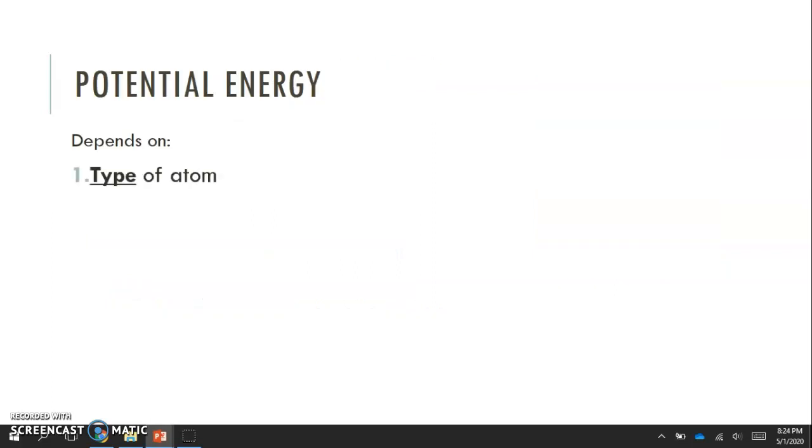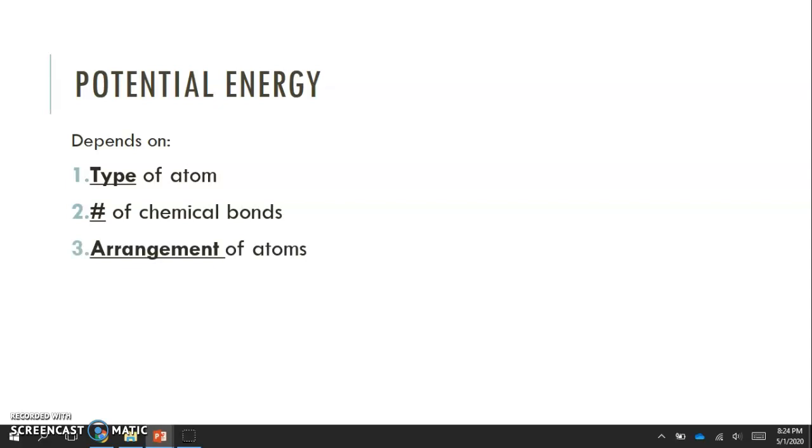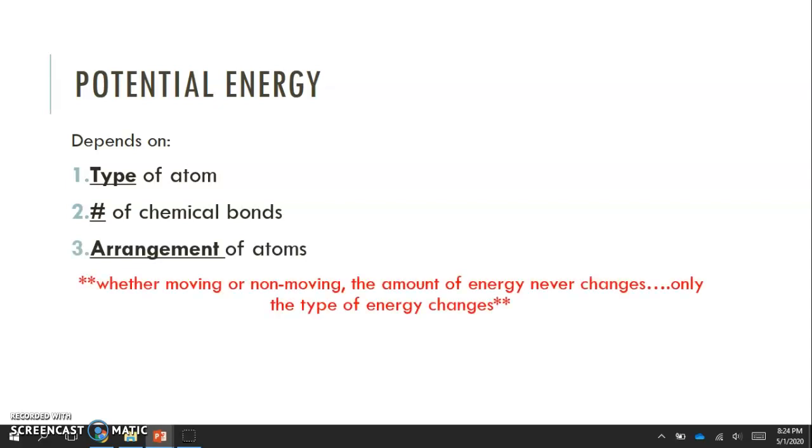So potential energy can depend on a few different things. Number one, the type of atom you have. So we're talking specifically about chemistry here. The number of chemical bonds and the arrangement of the atoms. It's important to know that whether moving or non-moving, the amount of energy never changes. Only the type of energy changes. So whether it's kinetic or potential, the actual amount of energy in a system doesn't change, just the type. So when we were looking at our bicycle example, we went from kinetic to potential to kinetic, but the amount of energy wasn't actually changing.